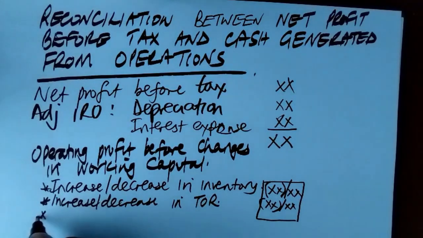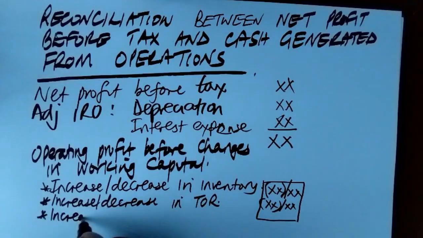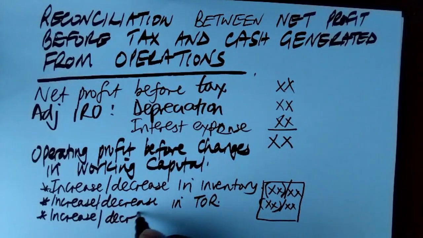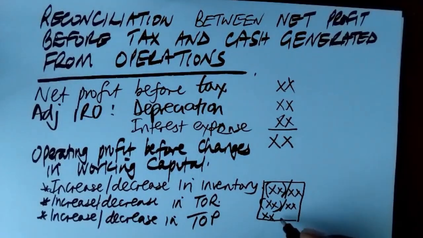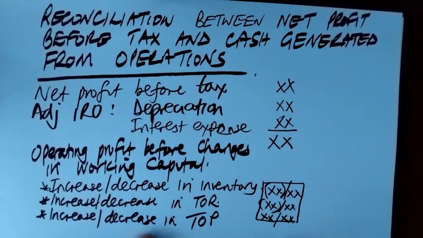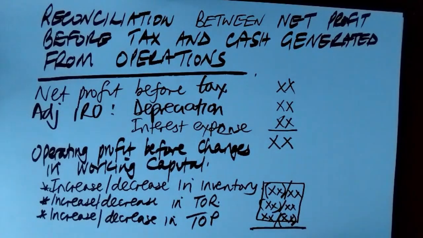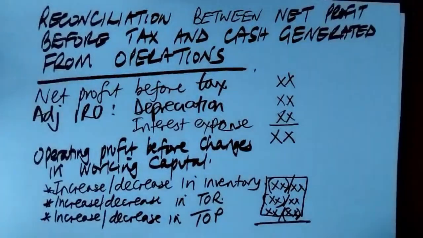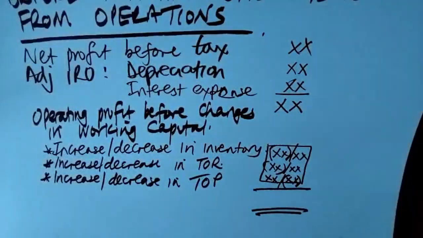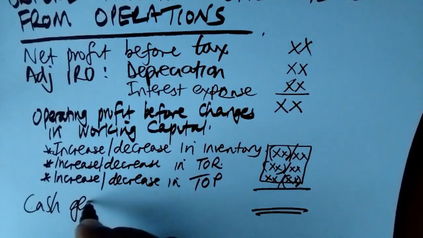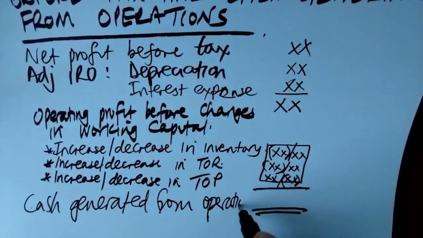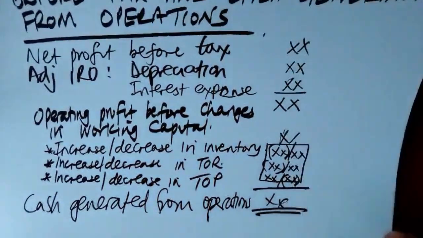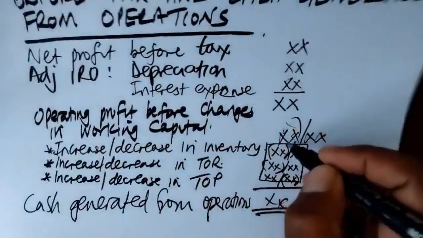And then that also makes it easy for you to remember the last one: increase or decrease in trade and other payables, which are your creditors. It will be the opposite. When creditors increase, it's positive. When creditors decrease, this is what? Negative. And then at the end here, you're going to get your cash generated from operations. This one comes here, which can be positive or negative.